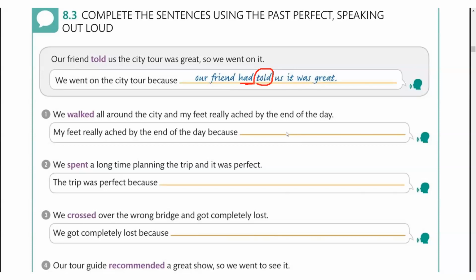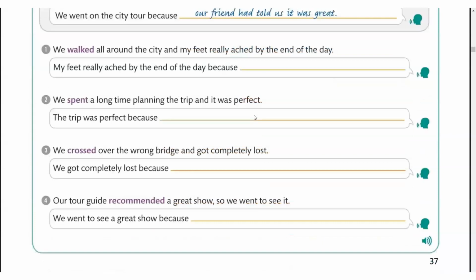So let's look at that next sentence. We went on the city tour because our friend had told us it was great. So what we're doing is we're just taking this piece here and putting it into that past perfect tense. So we're given that verb told and had told. So let's go ahead and do our next four, and remember to pause the video.